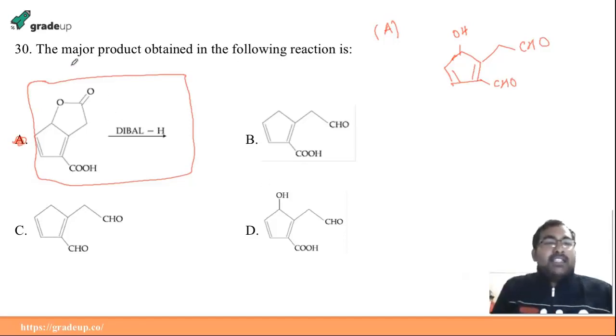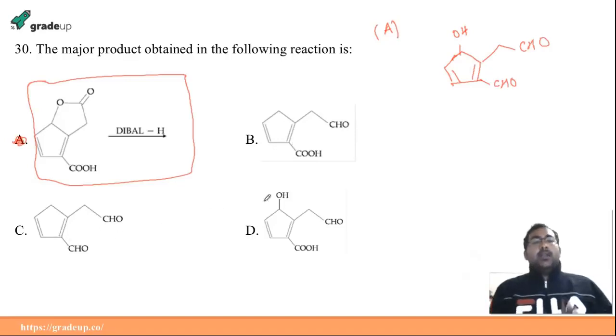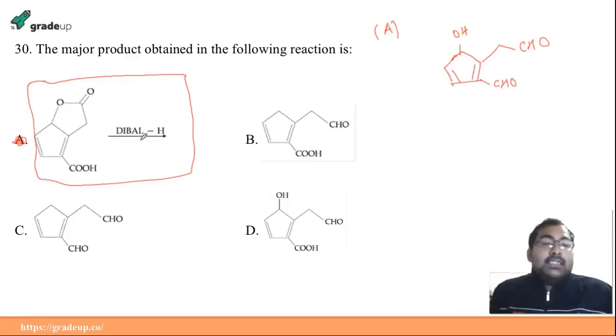So the major product obtained in the following reaction. This is the reaction. This is the A part of the answer, B part of the answer, C of the answer, D. You need to find out which option is correct. So let's see what DIBAL-H does. There is a compound given in the reaction and it is going to react with DIBAL-H.